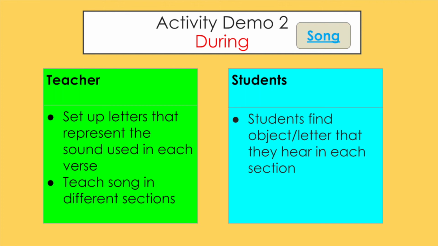In this second demo, students will learn the song Apples and Bananas and the different letters that can be applied to these words to change the overall sound of the word. It's useful to teach this song in sections and set up the letters that are used in each section on the board or around the classroom, and then have students find or point to that letter sound that's being used in each verse while they listen to and sing the song.